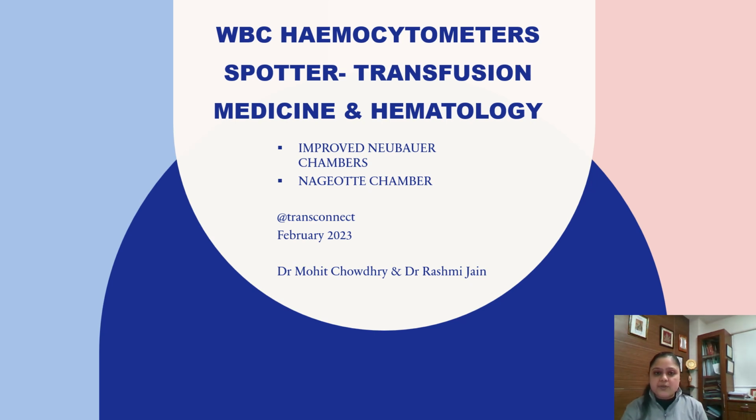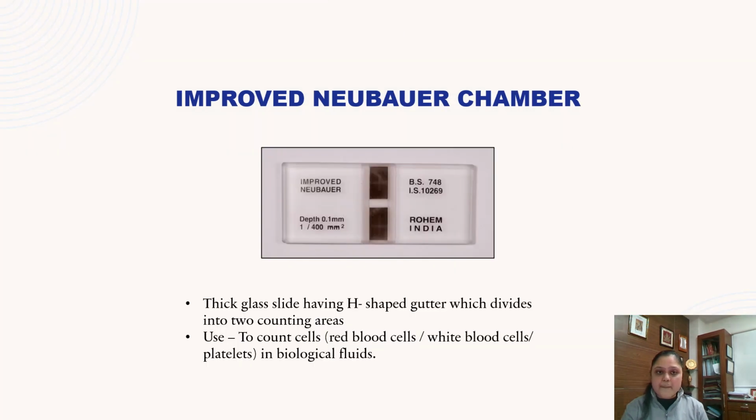I will be talking about the improved Neubauer chamber. As we all can see, it is available as a thick glass slide having the H-shaped gutter which divides into two counting areas. As we all can appreciate over here, these are the two counting areas, 1 and 2. The purpose of this chamber is to count the number of cells, that is the red blood cells, white blood cells and platelets available in the biological fluids.